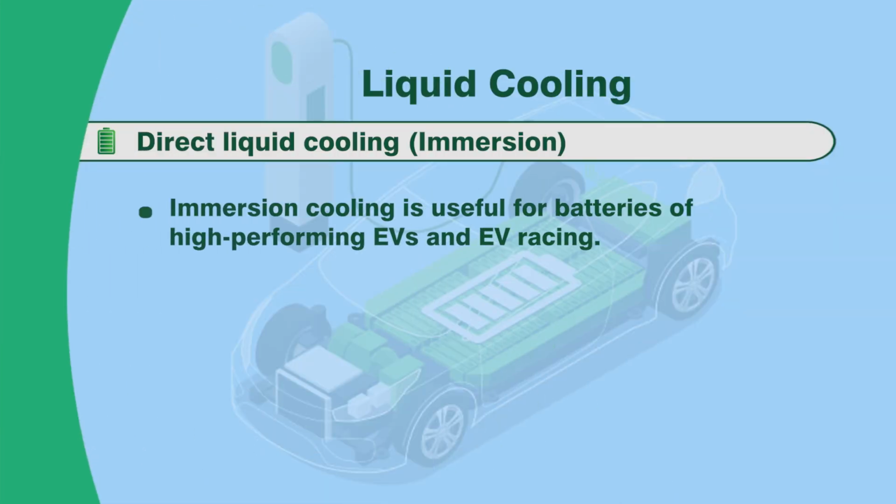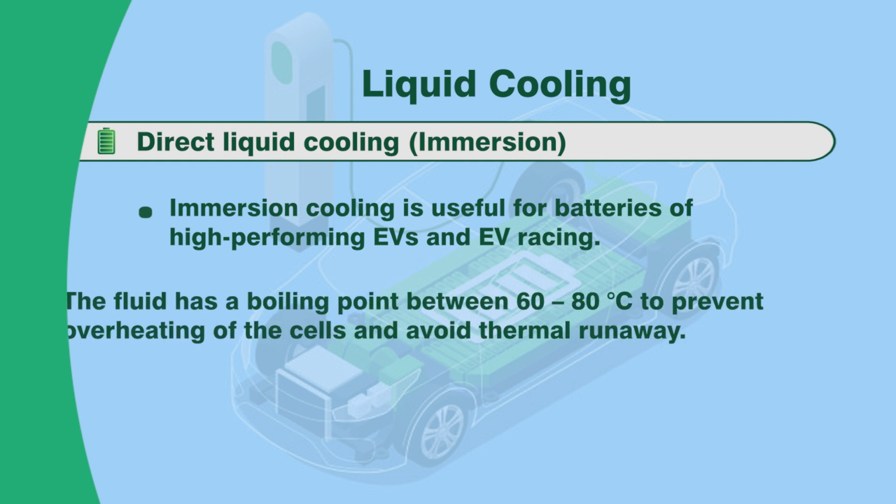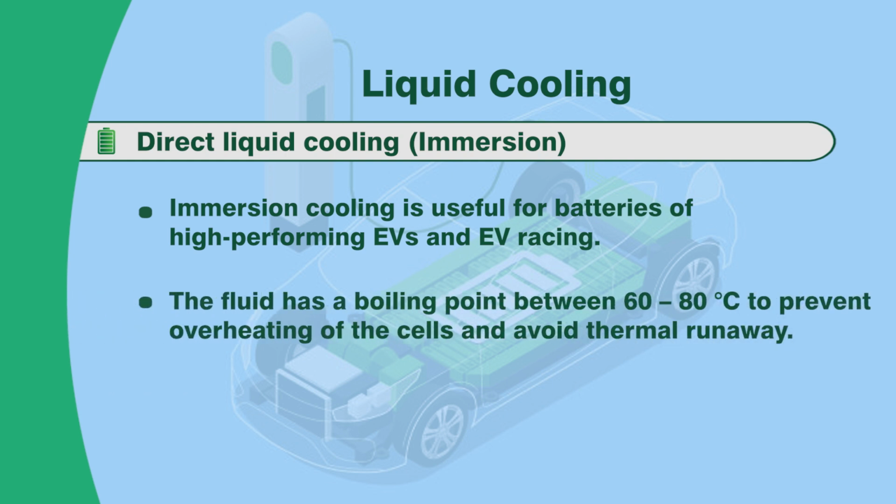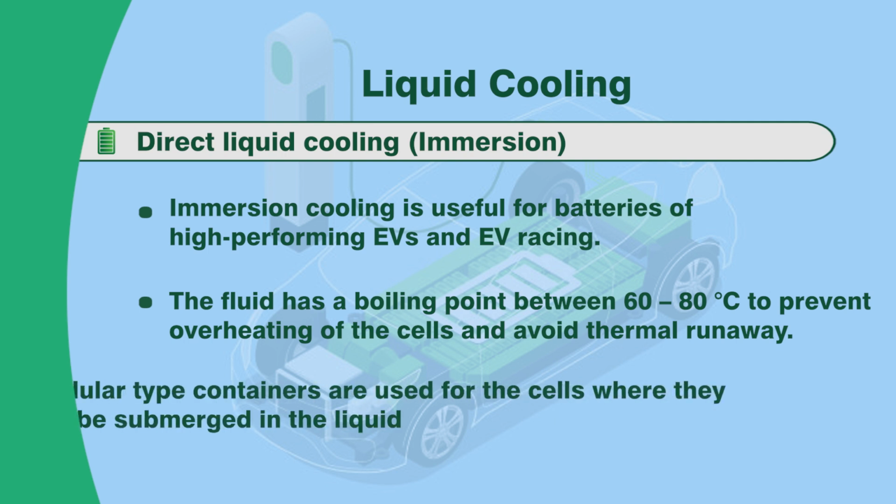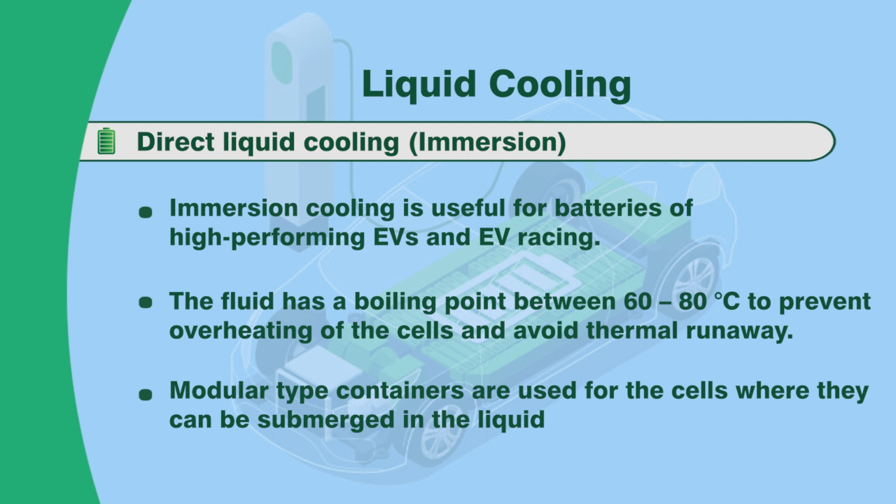And immersion cooling is useful for batteries of high performance EVs and EV racing. The fluid has a boiling point between 60 to 80 degrees centigrade, which prevents overheating of the cells and avoids thermal runaway. Modular type containers are used for the cells where they can be submerged in the liquid. So, in the case of indirect liquid cooling, what we have seen is the coolant being passed through the cells, whereas in direct cooling the complete battery will be immersed in the liquid.